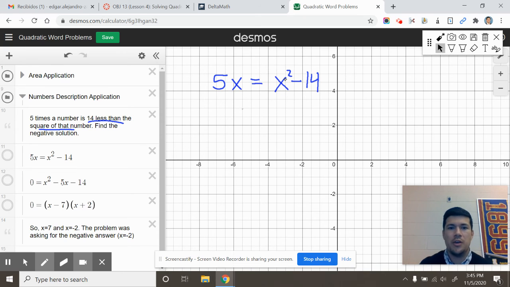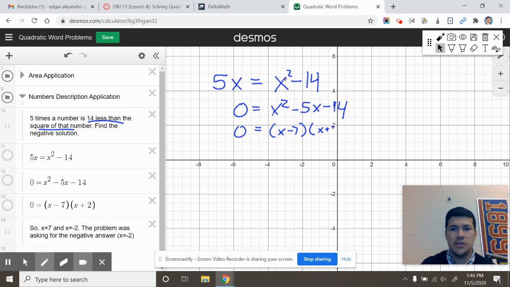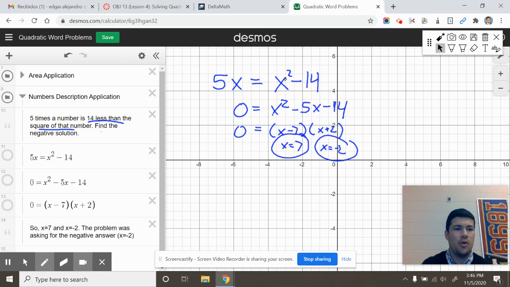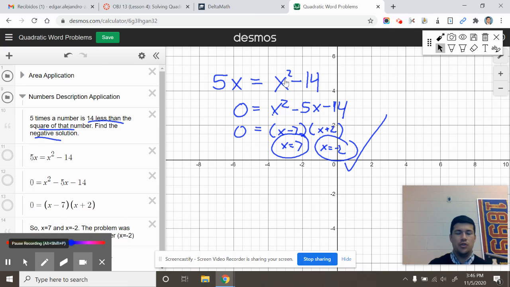Now this becomes a simple quadratic equation, which I set equal to 0. I say 0 equals x squared minus 5x minus 14, which is a simple factoring problem. So I'm going to say that is x. Let's see, two numbers that multiply to -14 and add up to -5. That's x minus 7 times x plus 2. So x equals 7 is one of my solutions. The number could be 7, or the number could be -2. In this case, I'm asked for the negative solution. So my final answer is x equals -2. End of story.